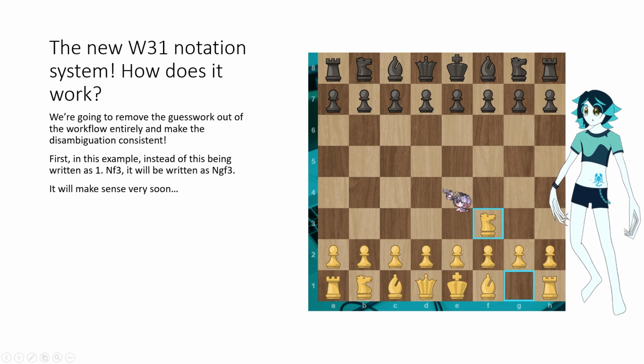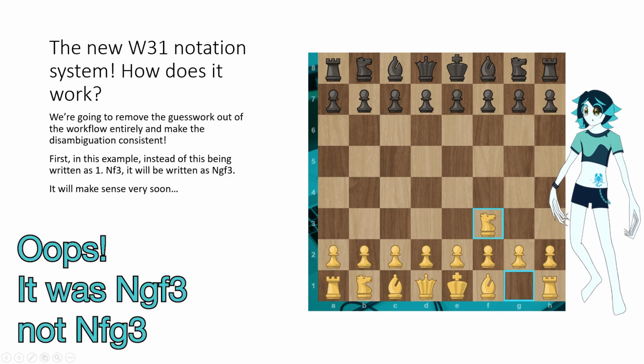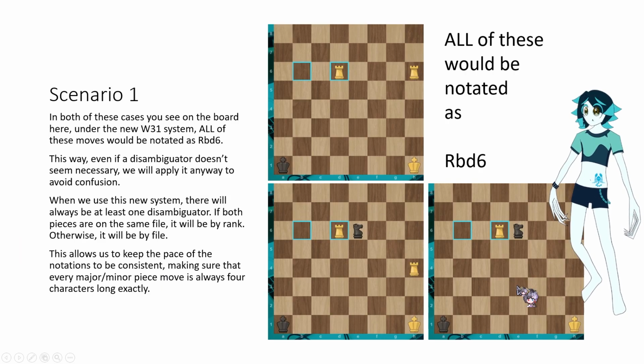So we are introducing a new notation system, and it's called the W31 notation system. How does it work? Well, to start things off, this normally would have been written as knight to f3. We're not going to do that. We're going to write it as knight f g3. This sounds very counterintuitive, but there's a reason for that. It will make sense very soon.